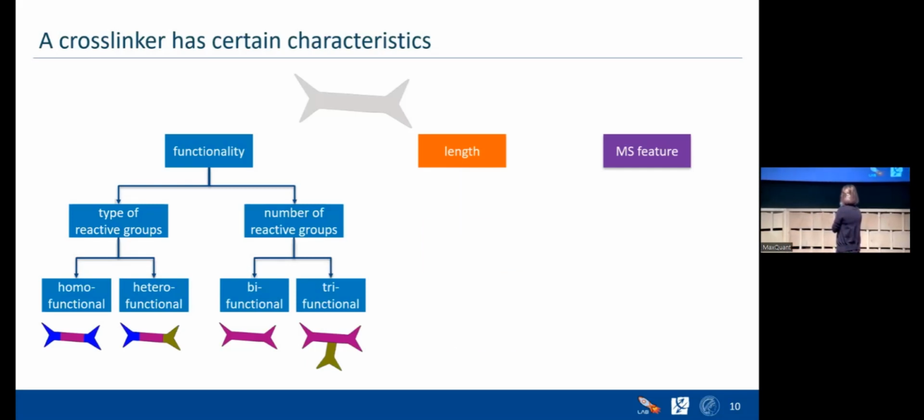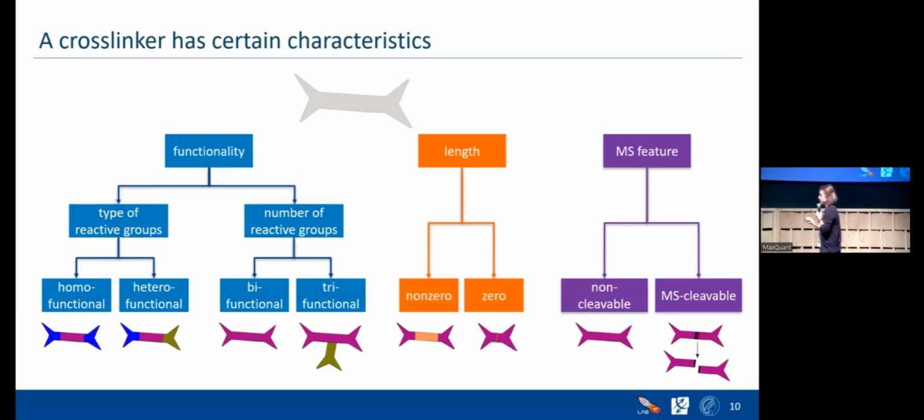We also have differences on the MS level. What I show here is the non-cleavable one, meaning that this crosslinker remains intact in our MS measurement. There won't be any cleavage of my crosslinker; I know that it will remain intact. But for the MS cleavable one, I actually show 2 sides here.